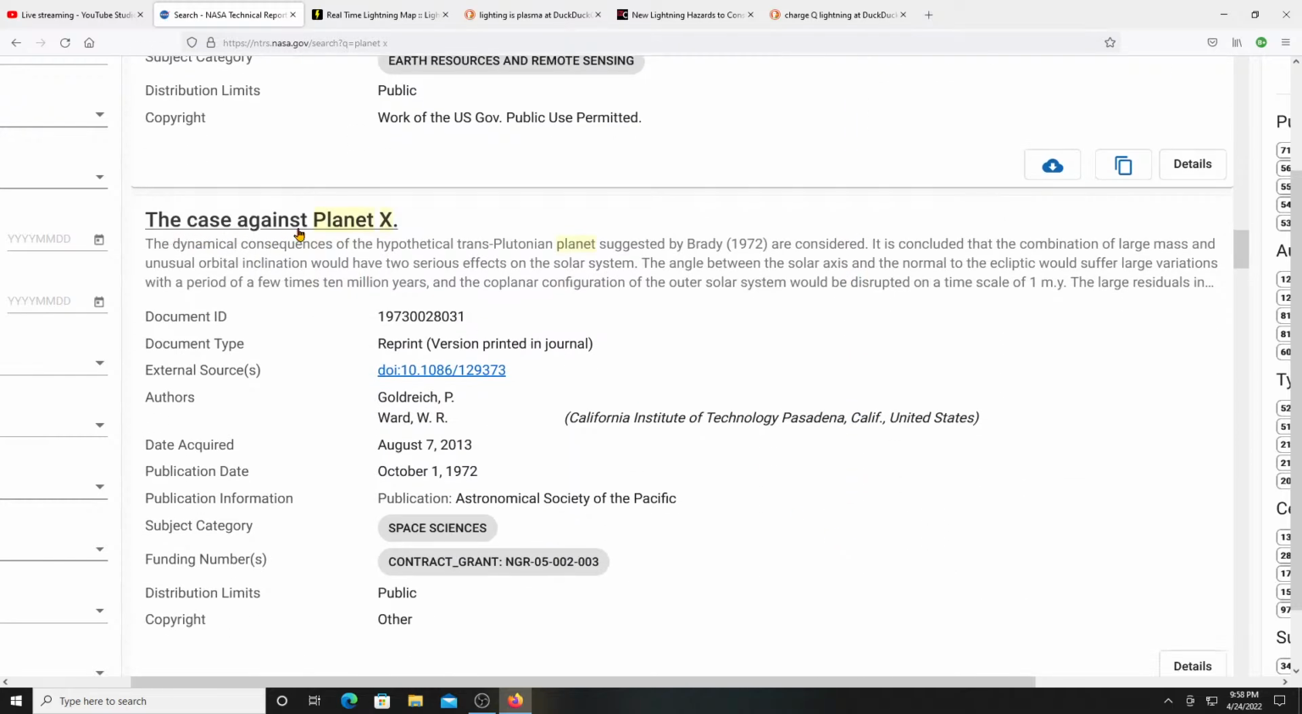The case against Planet X. Look at that. A hypothetical trans-Plutonian planet suggested by Brady in 1972 is considered. It's concluded that the combination of a large mass and unusual orbital inclination would have 2 serious effects on the solar system. The angle between the solar axis and the normal to the ecliptic would suffer large variations within a period of a few 10 million years.